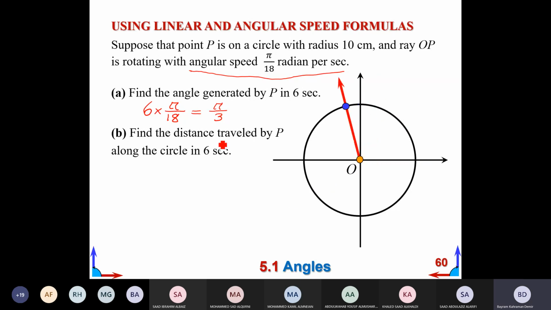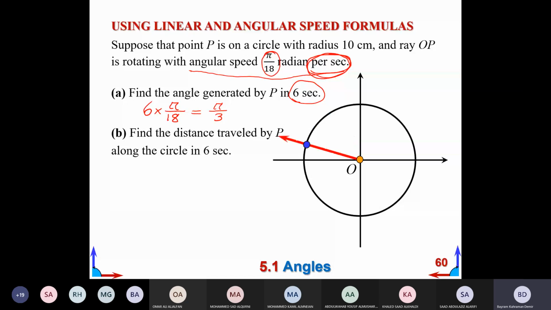Okay, which law did we use? In 1 second, it is pi over 18. How about 6 seconds? Do we need a special law or canon? It's simple logic. If one apple is 2 riyals, how about 6 apples? So what do you do, Shabab? You multiply by 6, like that.